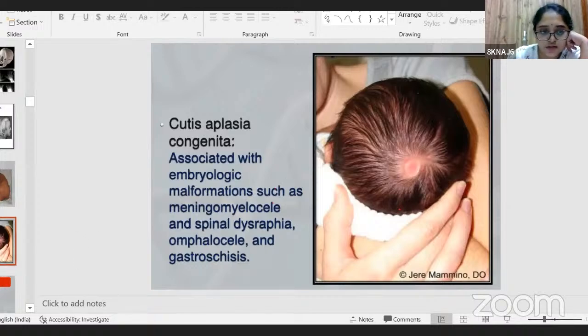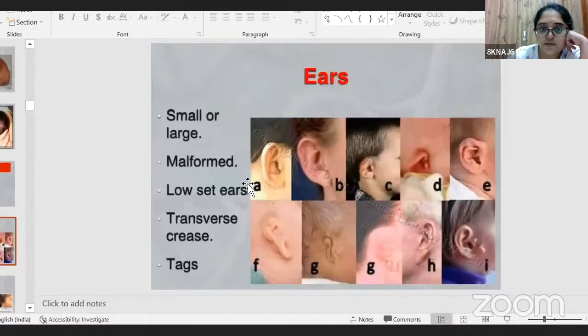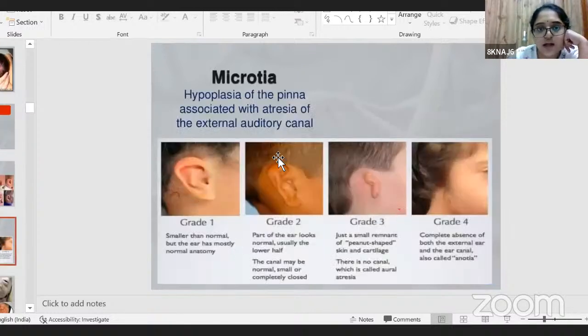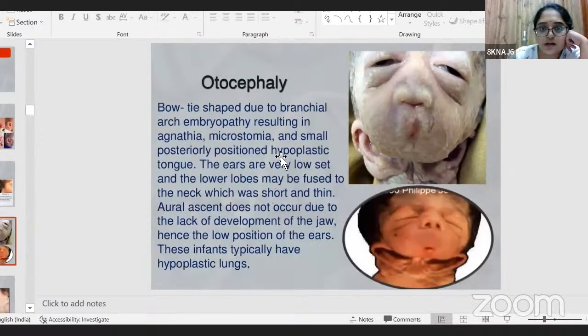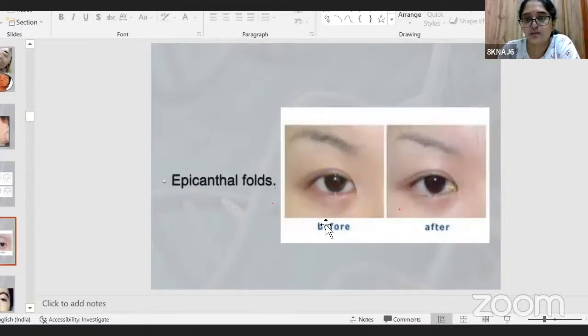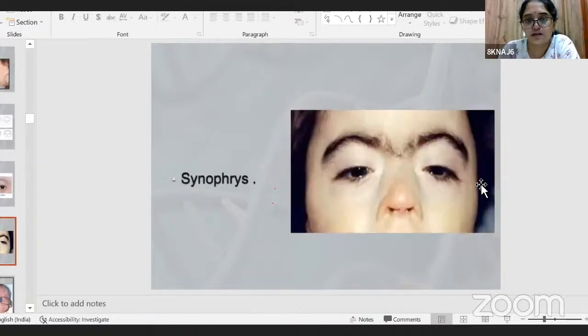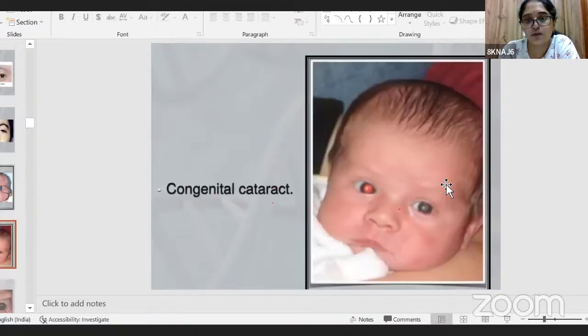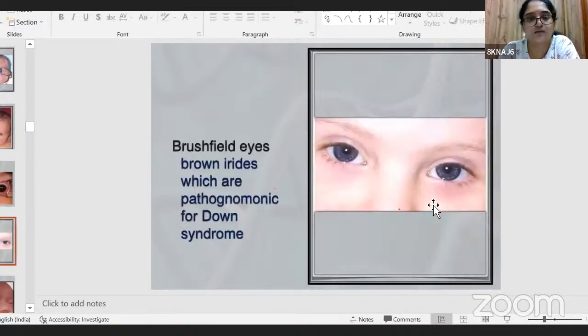When it comes to the ears, you have small, large, normal ears, tags, malformed ears, all of that. Then hypoplasia of the pinna. Pinna is the earlobe. Then eyes, again you have abnormalities as seen over here, and you can get to see hypertelorism. And these are the kind of genetic defects that you can see: congenital glaucoma or cataract for that matter. Down syndrome eyes are different basically.